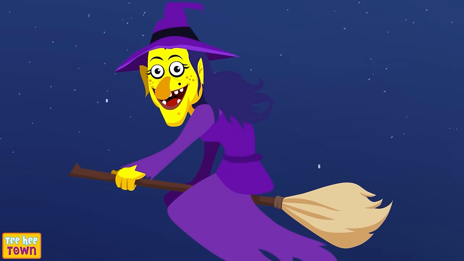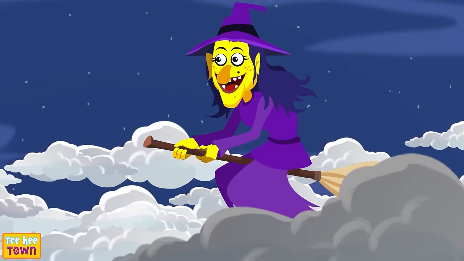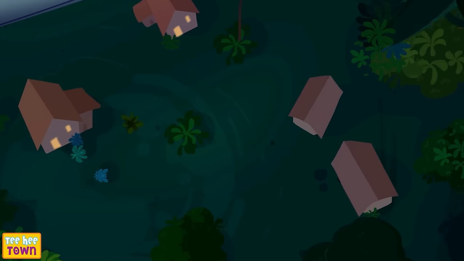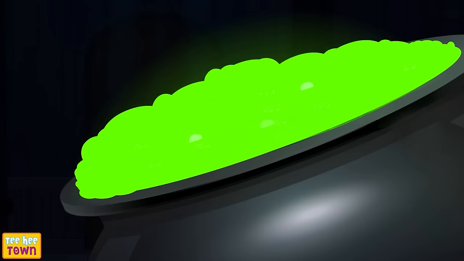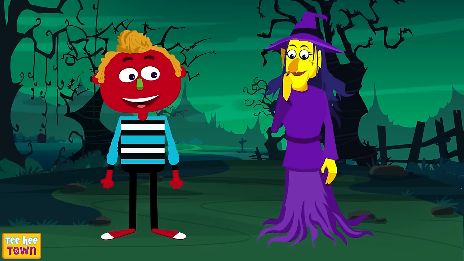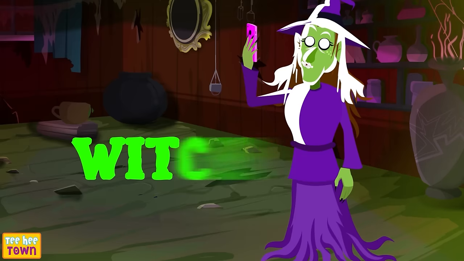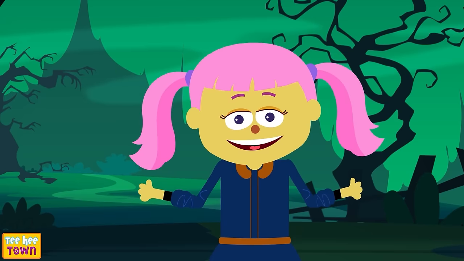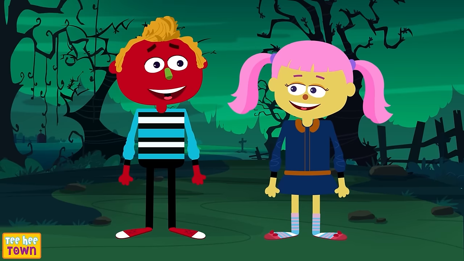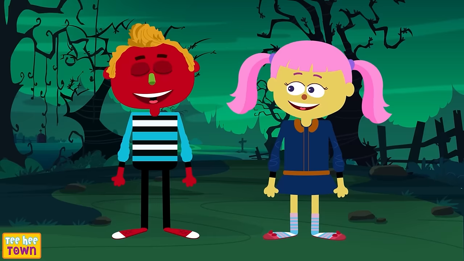I have a broom and I can fly. Watch out, here I come as I'm passing by. My cauldron's brewing a green potion. Watch it glow. Who am I? Do you know? A witch? Witch! That's right, I'm a witch. Good job, Len. Next one.